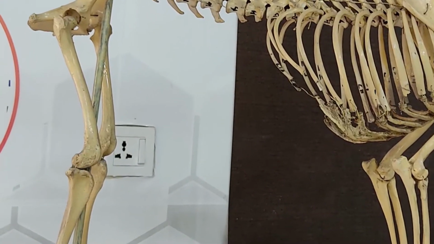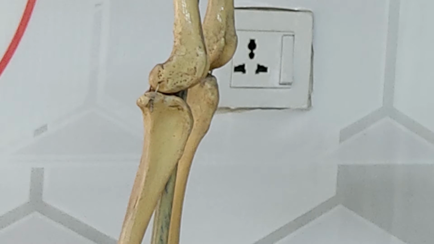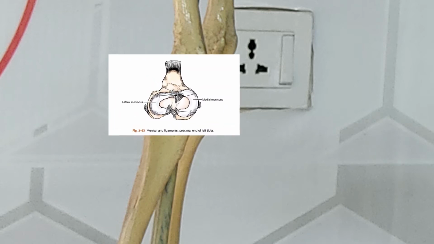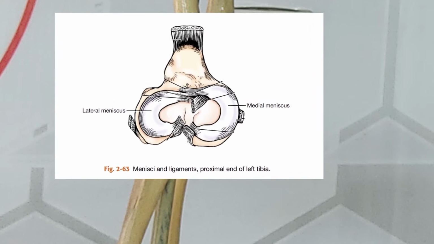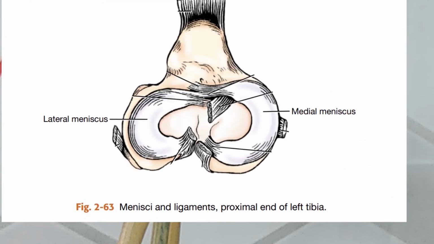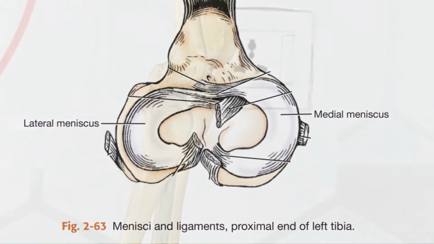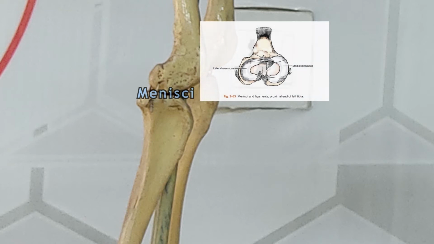As we have talked about, the femur and the tibia articulate to form the stifle joint. There are two menisci, which are biconcave fibrocartilage structures, lateral and medial. These two discs are present between the condyles of the femur and the tibia. They play an important role to absorb the shock and decrease the friction between the femur and the tibia.